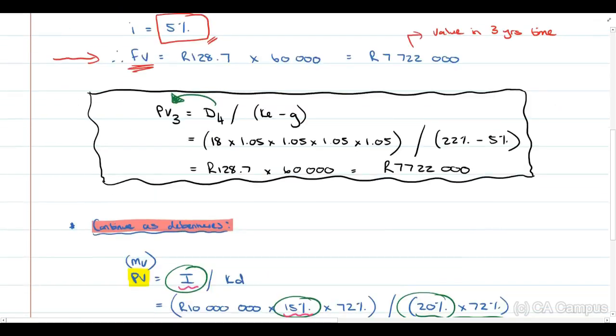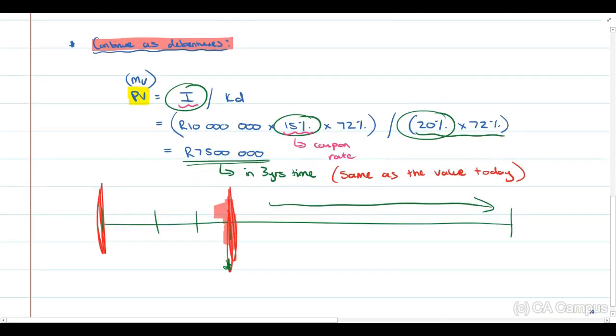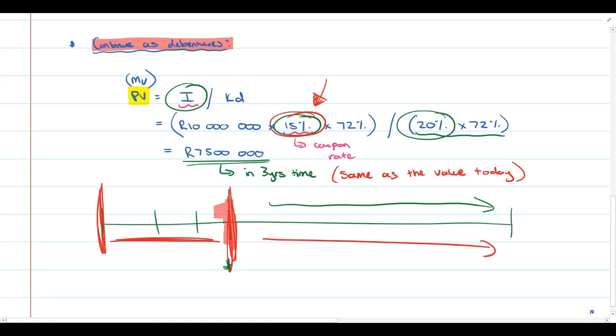However, when we look at the debentures, the growth rate is 0. There is no change in the interest payment. The interest payment for the next 3 years is going to be at 15%. And also the interest payment after that period is going to be at 15%. There is no growth. The interest every year is exactly the same. So whether I perform the calculation today or if I perform the calculation in 3 years' time, I'm going to get exactly the same answer.